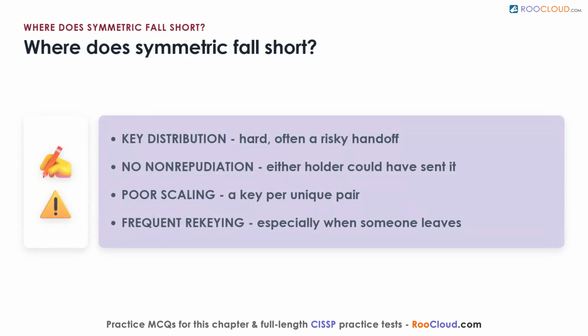Where does symmetric encryption fall short? It carries 4 real weaknesses. First, key distribution is hard, because both parties need the shared key before they can talk securely, often forcing a risky offline handoff. Second, it cannot provide non-repudiation, since either holder of the shared key could have produced any message. Third, it does not scale, because every unique pair of people needs its own separate key, and that count explodes as the group grows. Fourth, keys must be regenerated often, especially whenever someone leaves the group. Picture a shared apartment. Every time a roommate moves out, you have to rekey every lock.